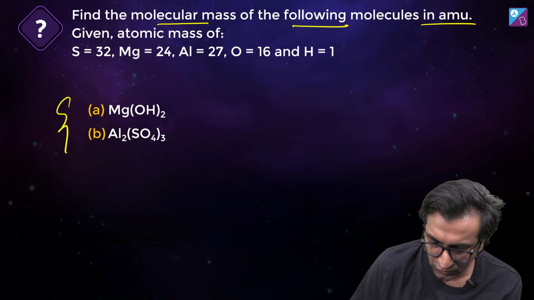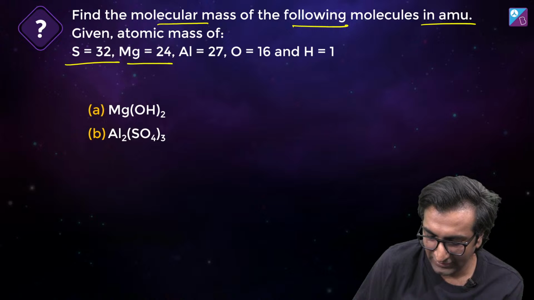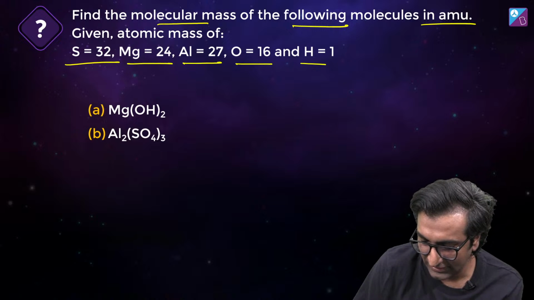I've got Mg(OH)2 and Al2(SO4)3. This one is very chill, just a bit of practice. Sulfur is 32, magnesium is 24, aluminum is 27, oxygen is 16, H is 1.